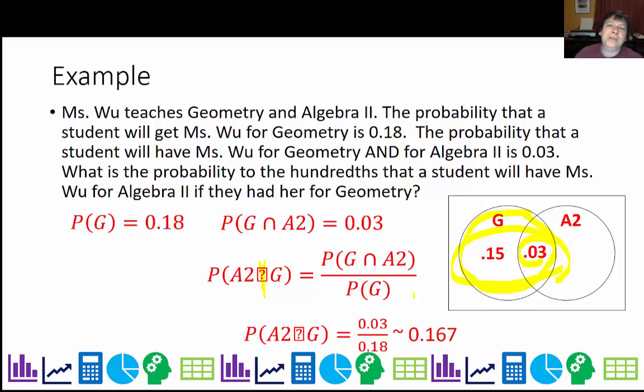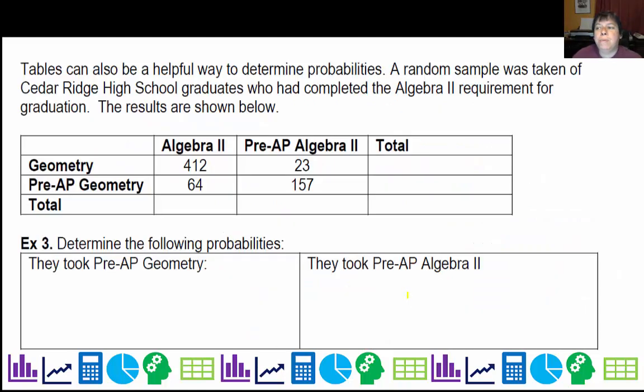All right. Now, tables can also be quite helpful for probabilities. And here I have set up a table with Cedar Ridge graduates who have taken geometry and algebra 2 because they met the requirement for the minimum plan, or the basic plan, or the recommended plan, whatever it's called. How many students took geometry? Well, regular geometry. We can say 435 took regular geometry. That's these people right here. How many took pre-AP? Add those numbers, and I get 221 pre-AP geometry.